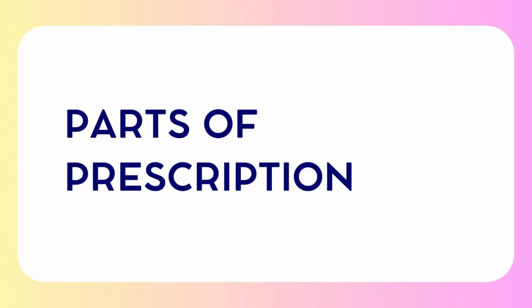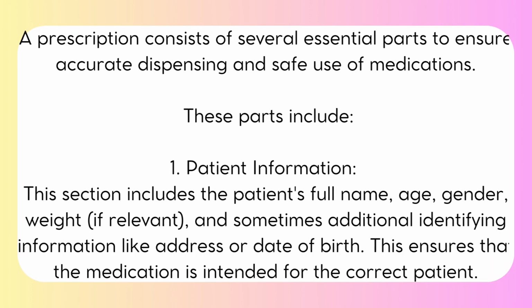Now, parts of prescription. A prescription consists of several essential parts to ensure accurate dispensing and safe use of medications. These parts include: first, patient information. This section includes the patient's full name, age, gender, weight, if relevant, and sometimes additional identifying information like address or date of birth. This ensures that the medication is intended for the correct patient.